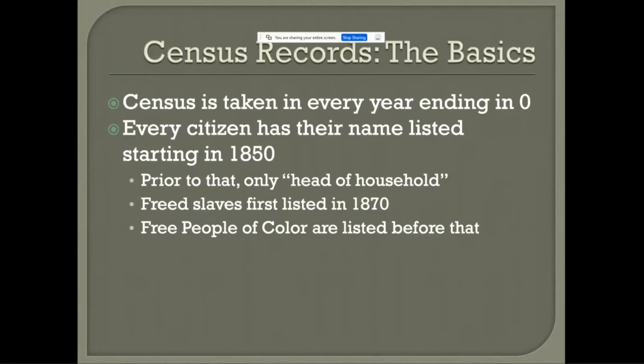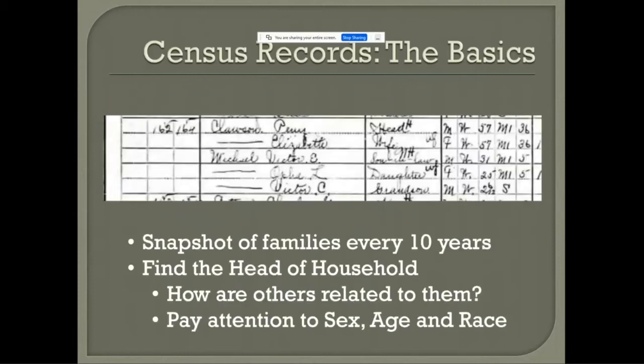However, before 1870, free people of color are listed on the census. They are counted as citizens. Their families are there. All that information is there. So when you get your family back to 1870, don't just stop in 1870 and say there were slaves before that. Maybe not. Try to find them in 1860. Try to find them in 1850. Maybe they were freed before that.